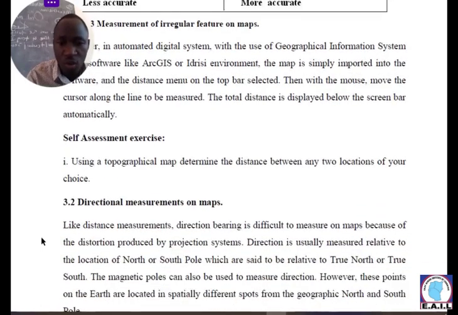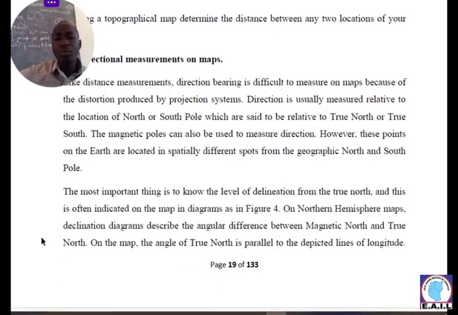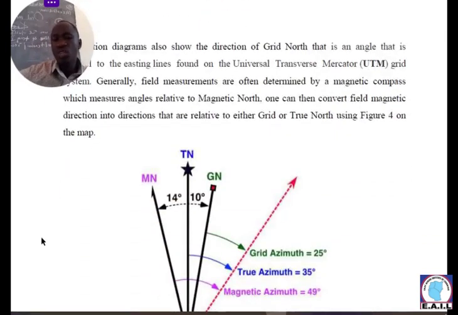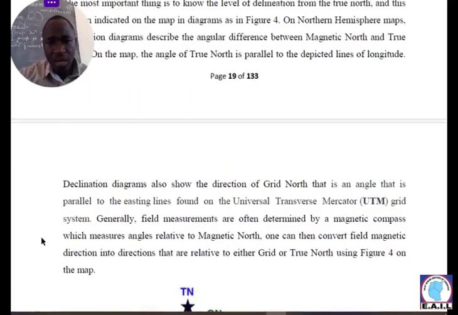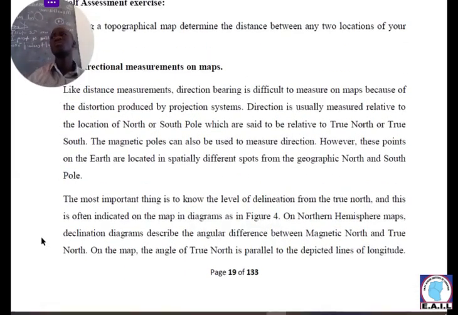When we go on, we are going to be looking at what we call directional measurements on maps. With directional measurements on the map, we look at what we call the bearing in terms of direction. Directional measurements encompass very many things. For instance, bearing, trends, and also what we call the detour index.